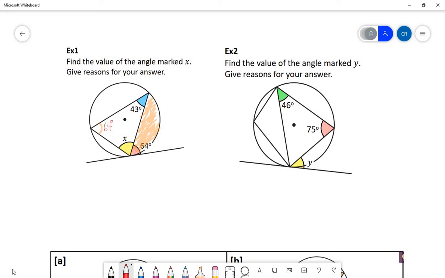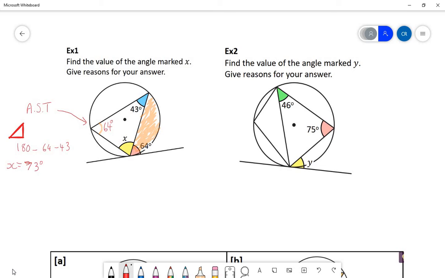Right, and then we have a triangle, don't we? We've got to give reasons for your answer, so it'll be alternate segment theorem. You probably have to write the words. And then the next thing is angles in a triangle. We've got 180 minus 64 and minus 43. So that's take away 107, isn't it? So 73 degrees, I think. 73 degrees for x.